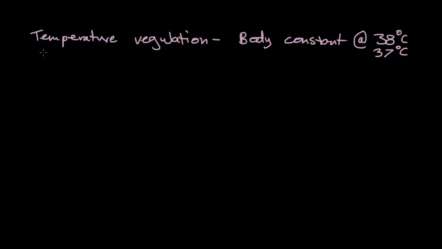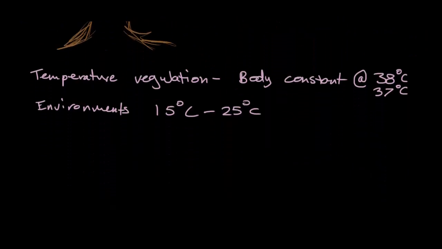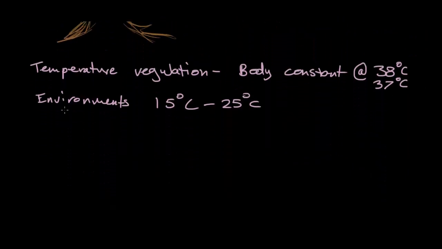So in environments, we need the environments to be somewhere between 15 degrees Celsius to 25 degrees Celsius. And if it's between these two ranges, then the body can actually regulate its temperature really well. Now this is where all the factors come in. We've got temperature, humidity, wind, rain, pollution, and altitude. Okay, so I'm going to go into detail about temperature first.